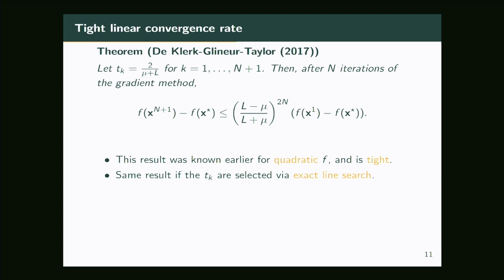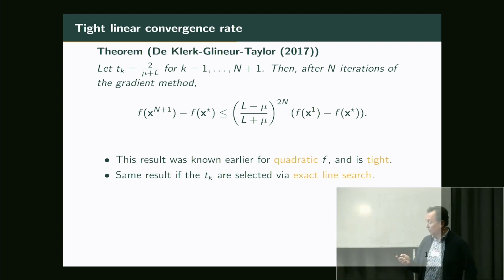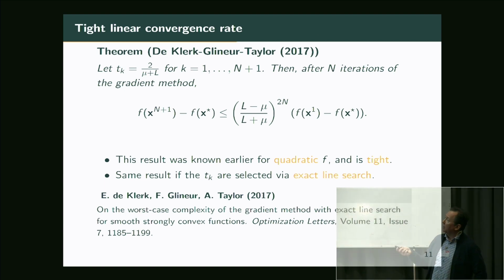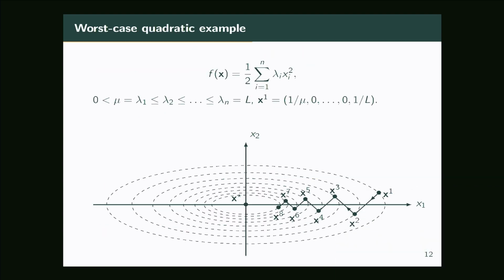So the interesting thing is also this exact same result with exact same error bound holds if we do not use this fixed step length, but we select the steps through exact line search. Then we also get exactly the same rate of convergence. And this was shown in this paper. And what is this quadratic example? Or what is the example that shows that it's tight? So it's a simple example shown here.